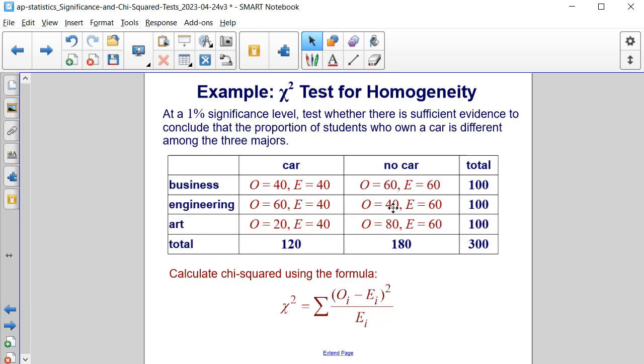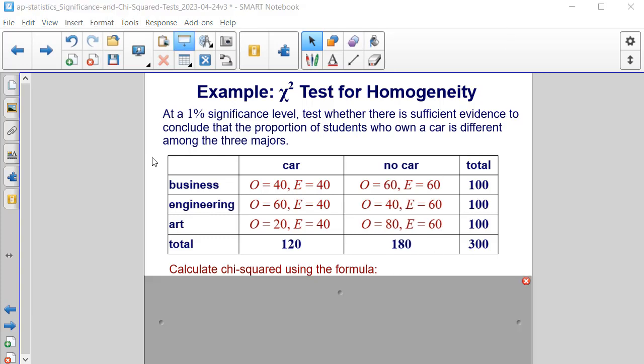And similarly, we can fill in the data for no car. Observed with business students that had no car was 60 and the expected is 60. Observed engineering students with no car was 40, expected was 60. And the observed art majors with no car was 80 and the expected is 60. So now let's substitute these into our formula.